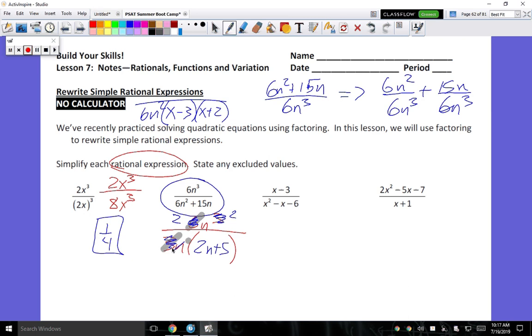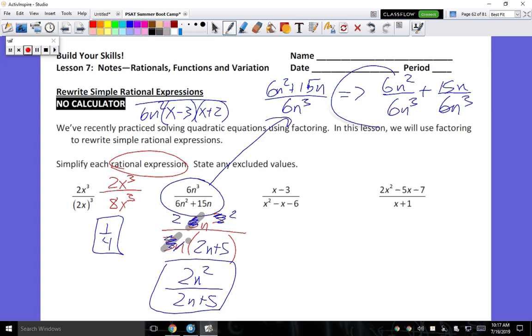So anybody, what would be my final reduced answer? 2n squared over 2n plus 5. 2n squared over 2n plus 5. Okay? Again, do not try to do this stuff with something that has more than 1 term in the denominator. Use the GCF and then cancel, reduce. Okay?